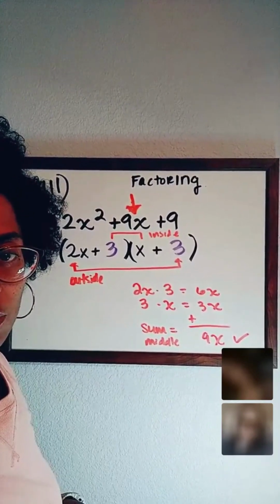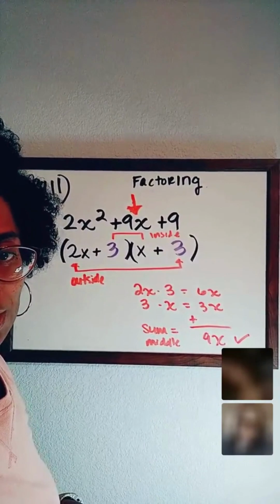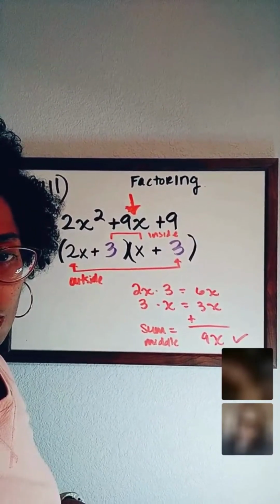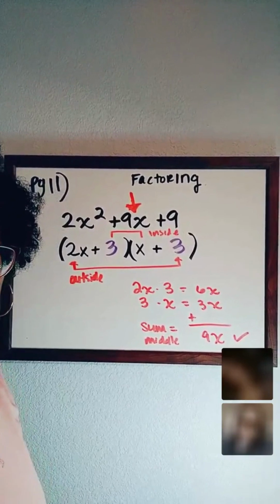Jackie Love, you said for the why, the 9 and the 1 would have been too big.